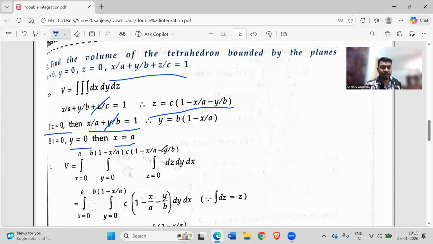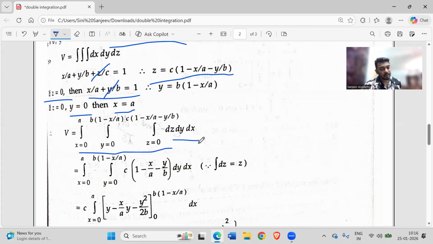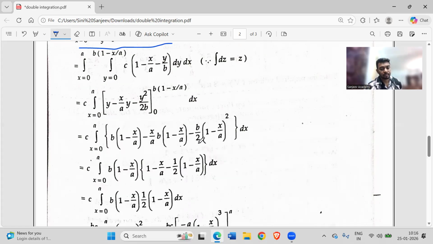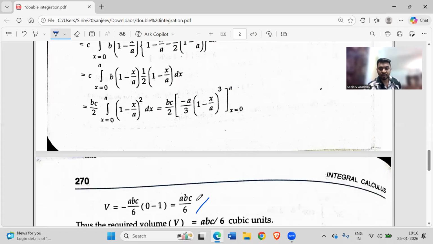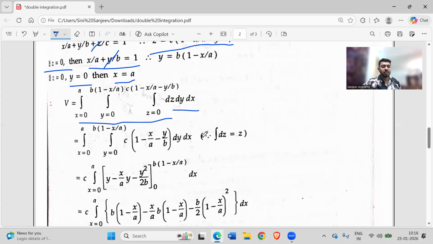In that one question, you got x is equal to 6. Same thing. Then put these limits: 0 to a for x, 0 to the y term for y, and 0 to the z term, dz dy dx. Then you have to integrate. Pause the video and integrate, do these many steps, or else directly write abc by 6. My suggestion is to directly write abc by 6, because up to this is enough. abc by 6. This is the tetrahedron.